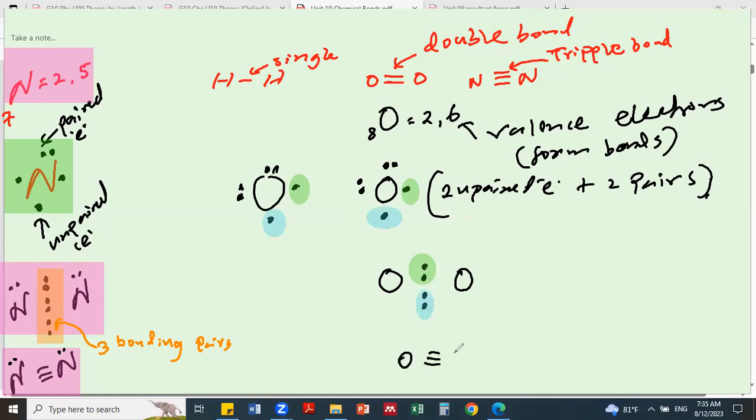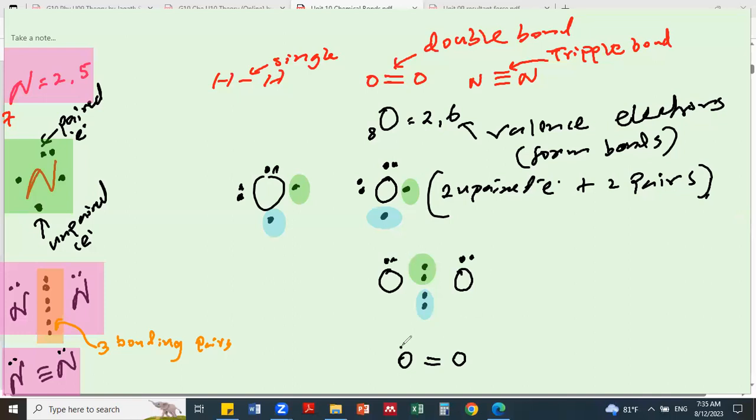Now did you get the answer for your question? Someone asked me, sir, why triple bond for nitrogen? Why double bond for oxygen? Why does hydrogen have only a single bond? Can't we make more bonds than that? Now lone pairs you have to represent as they are.